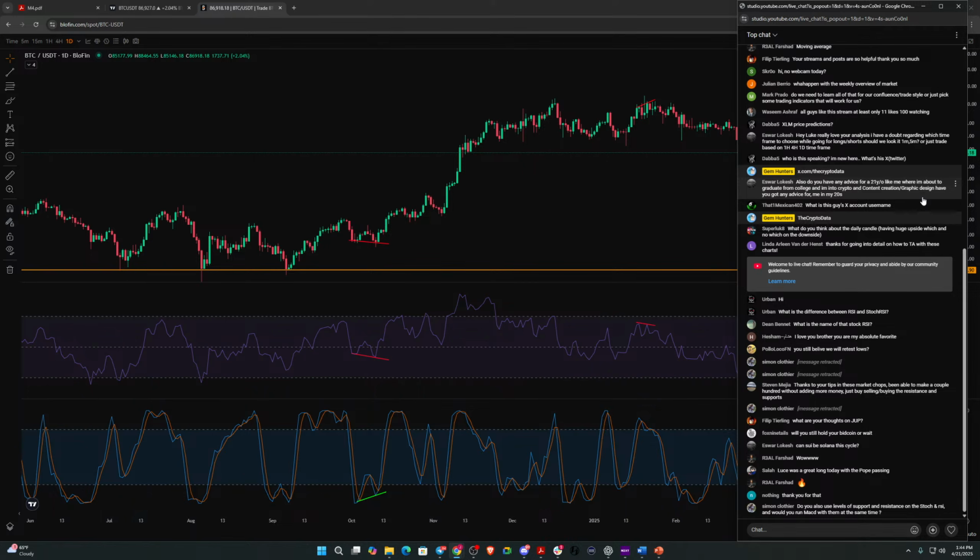They say, love your analysis. I have a doubt regarding which time frame to choose while going for longs, shorts. Should we look into the 1 minute, 5 minute, or just trade based off the 1 hour, 4 hour, 1 day time frame? So that's the thing, Eswar, you got to ask yourself, are you trying to scalp or are you trying to swing?